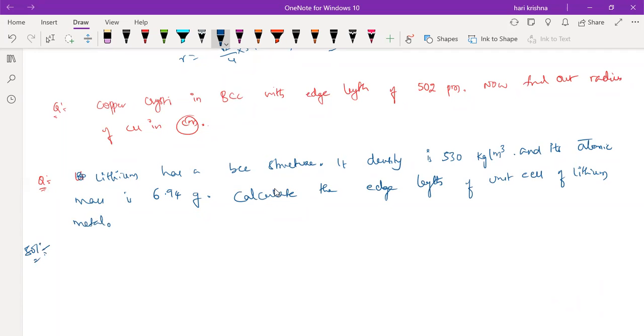What is the answer you have to tell? Option A, 352 picometers. Option B, 527 picometers. Option C, 264 picometers. And option D, 154 picometers. What is the answer?